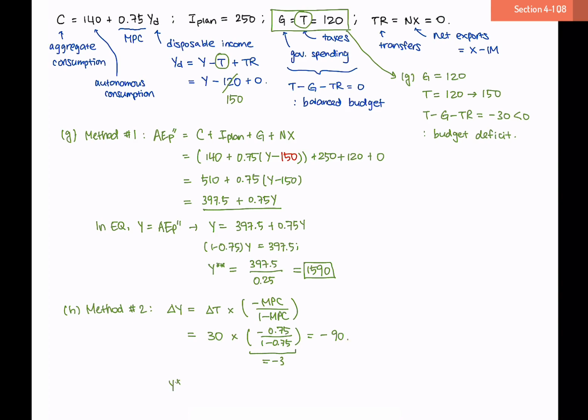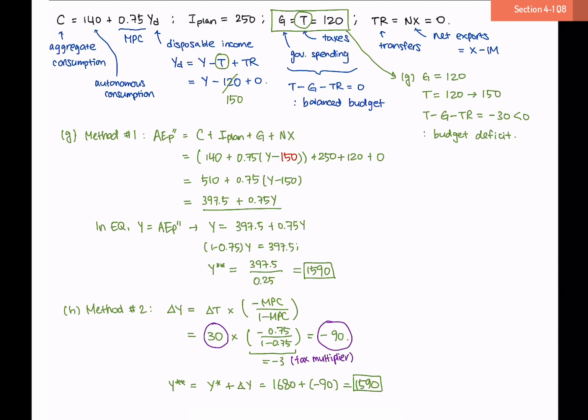To find a new equilibrium output, we start from an old equilibrium output and then apply any changes. So we started from 1680 and we know that our output fell by 90, which gives us 1590 as our new equilibrium output, which is exactly the same as what we found earlier using the first method. Again, we see that the initial change is actually smaller than the final change. This is referring to the multiplier effect, where the total change is larger than the initial change.